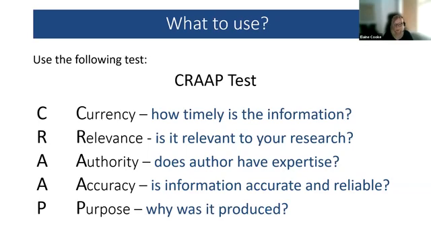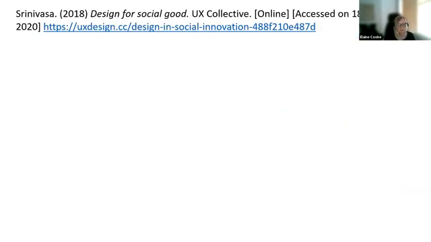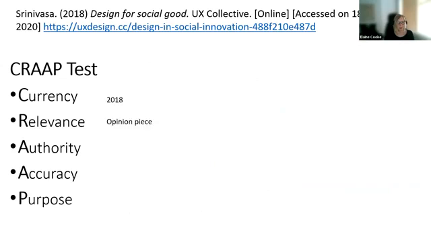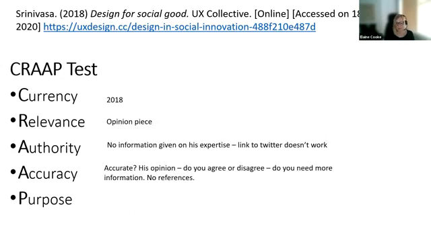And the purpose, why was it produced? So whether there's any bias in the information being conveyed. So on that website that I was going to ask you to have a look at, it was actually an opinion piece with no information given on the expertise of the author. The link to Twitter didn't work. Was it accurate?